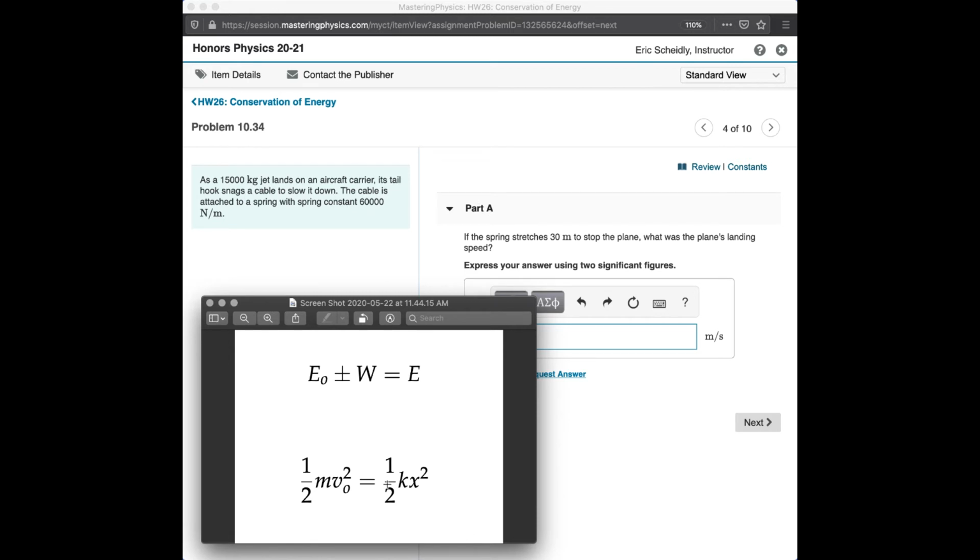And so that's equal to the final spring energy. So what's happening is the kinetic energy of the plane is being transformed into spring energy in the spring, according to the law of conservation of energy. Notice that the masses don't cancel in this case, but that's okay because they gave me the mass of the plane. So I can simply solve for the initial velocity of the plane when I know the stretch of the spring and the spring constant in newtons per meter.